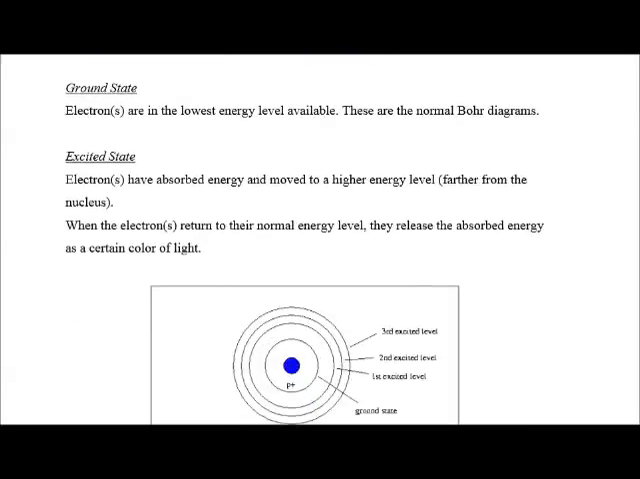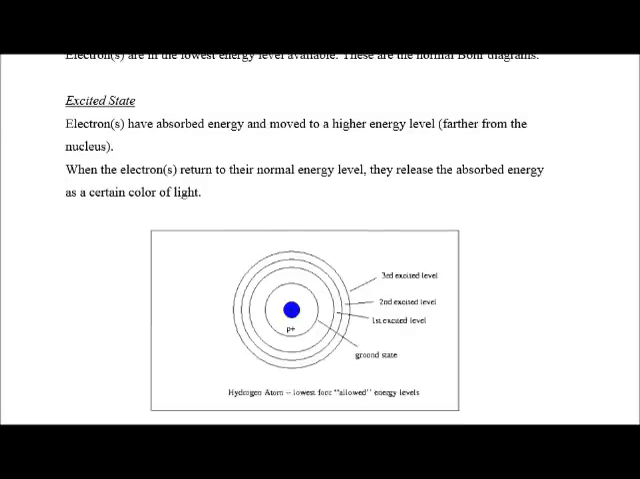In the ground state, the electrons are in the lowest energy level available. This is how we normally draw a Bohr diagram. In the excited state, an electron has absorbed energy, either through electricity or heat, somehow, and they move to a farther out energy level. That's an unstable configuration, and when they fall back down, the electron gives off the energy it's absorbed as light. So a hydrogen electron can absorb energy and move out, and then it falls back down.